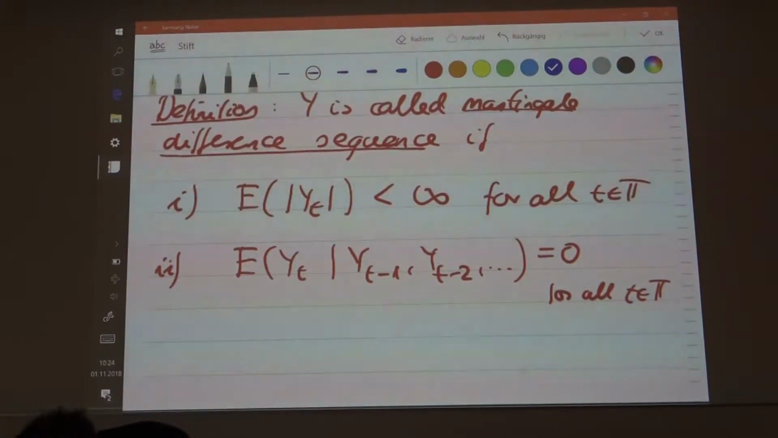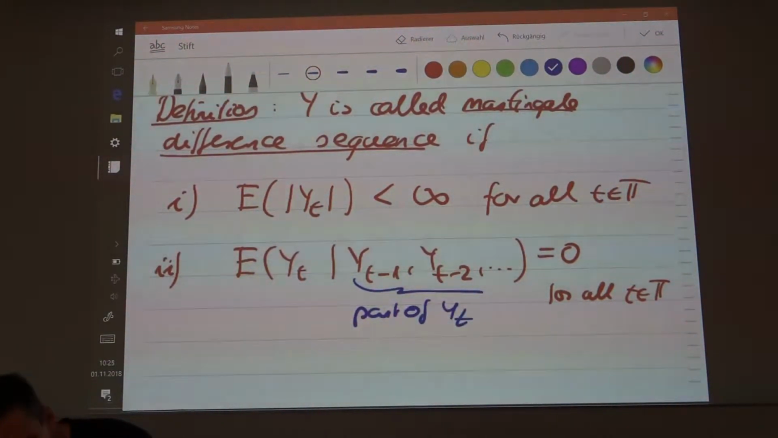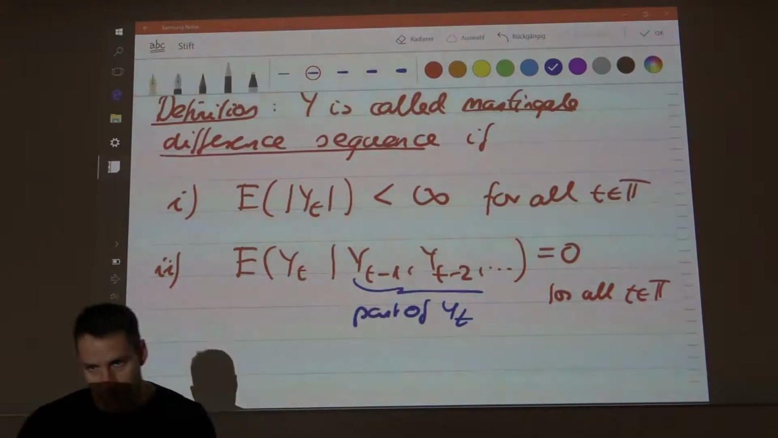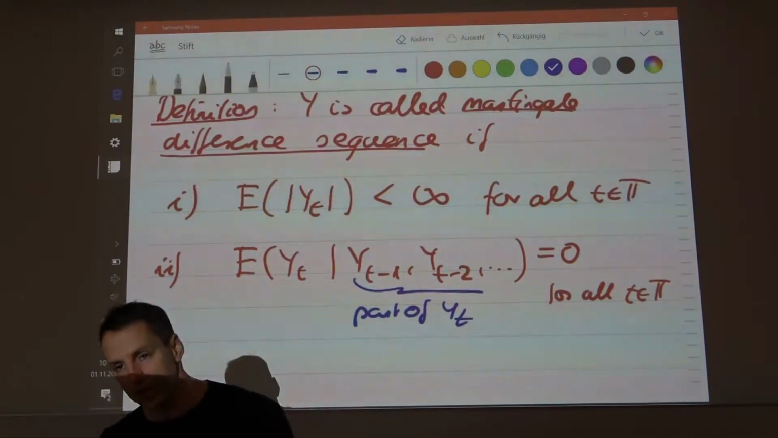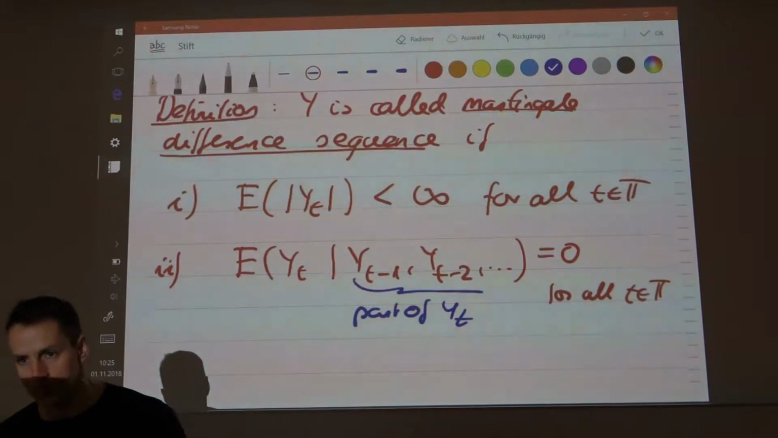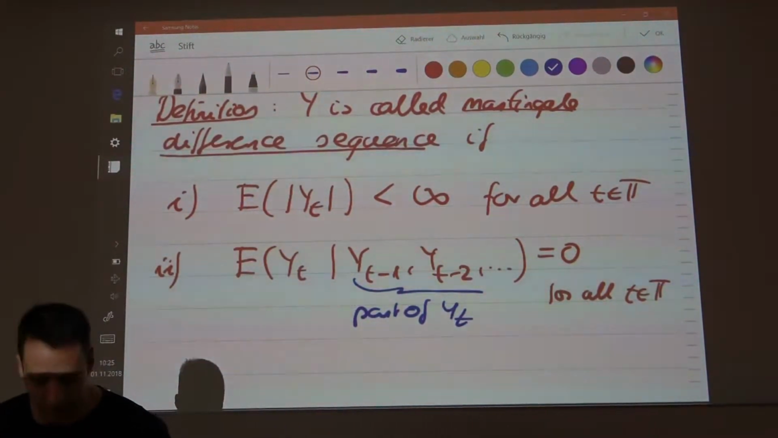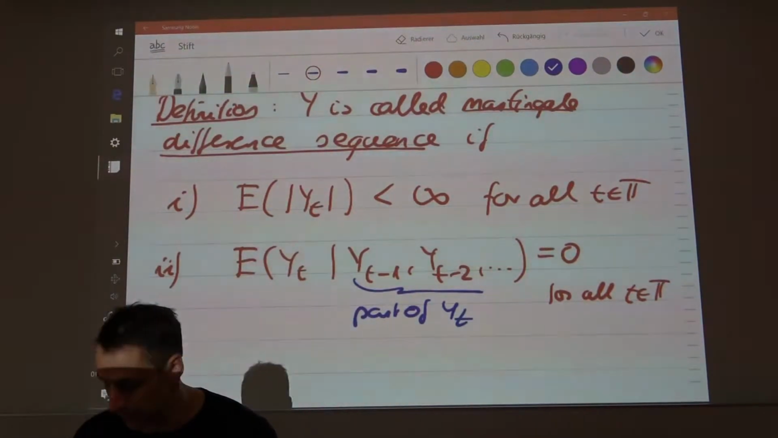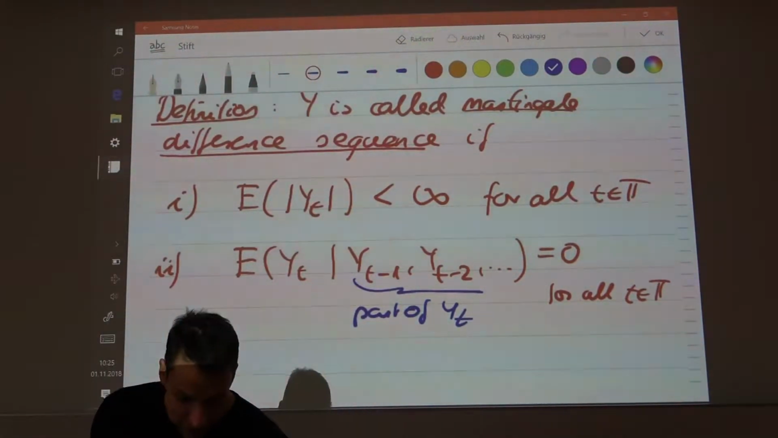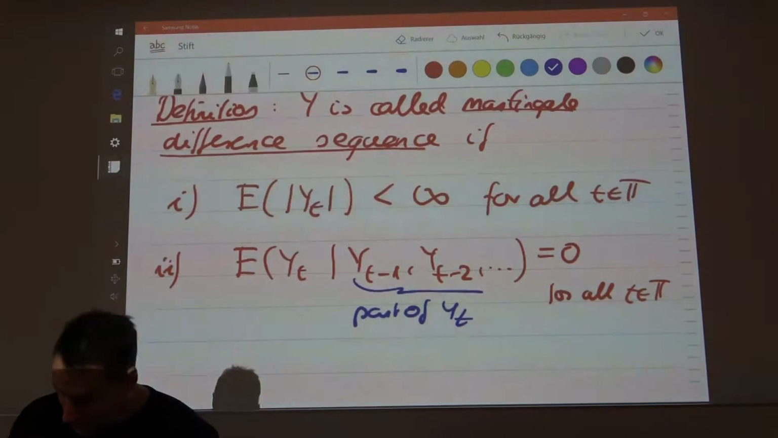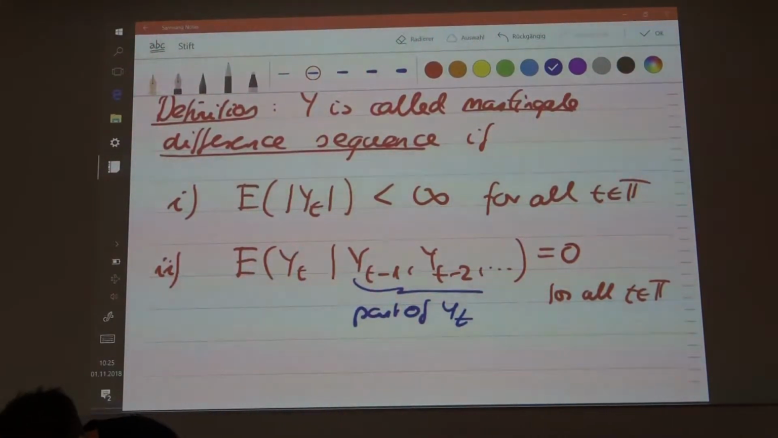So given the past of the stochastic process Y at point t, Y_{t-1}, Y_{t-2}, etc. considers the past of the process. Given the past of the process, the expectation is 0. So this is what it is basically. We had this last time. And there are certain properties that are considered in the exercise.